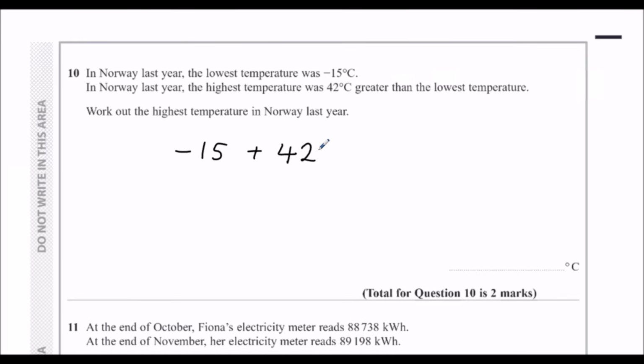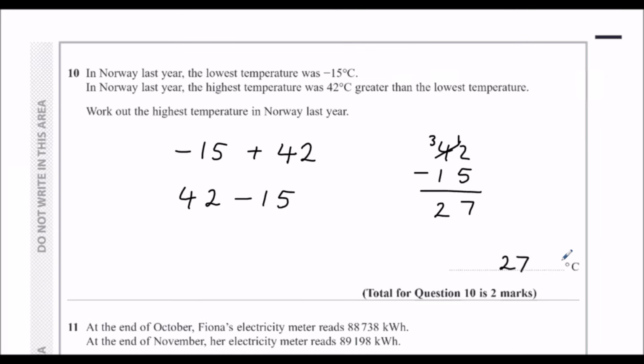So 42 more than negative 15. We need 15 to get to 0, and then how many more do we need? Let's flip these around. This is the same as 42 take away 15. I'm going to take one of the 10s and give it to the 1s. 12 take away 5 is 7. 3 take away 1 is 2. So that's 27 degrees. 27 degrees is 42 degrees more than negative 15.